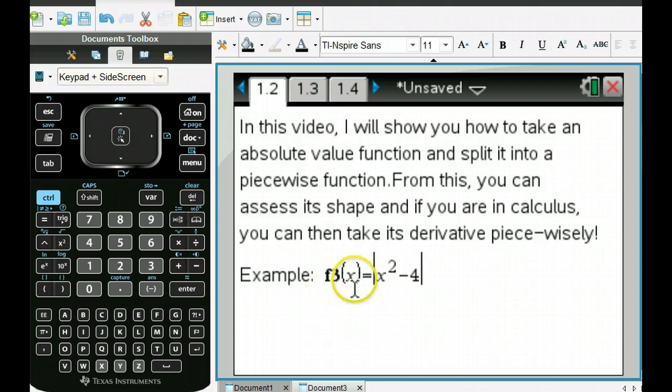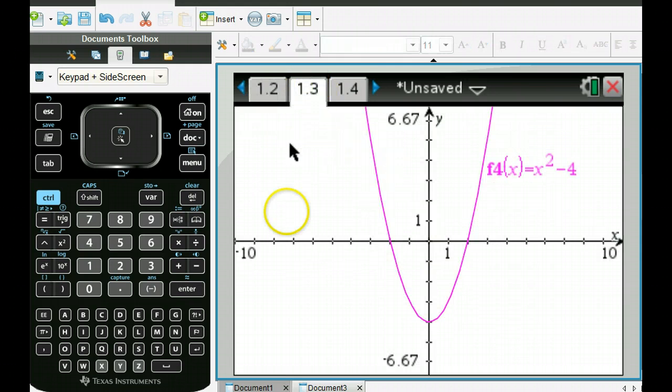The example I'm going to go through is f of x is equal to the absolute value of x squared minus 4. So let's first of all look at x squared minus 4, and here's the picture. It's a parabola. The intercept here is -4. That's what it should be, and this is our shape.